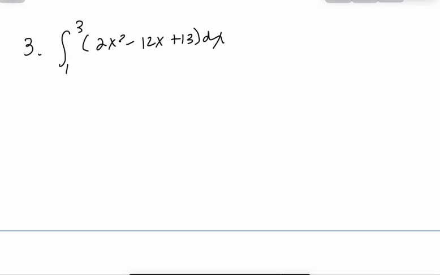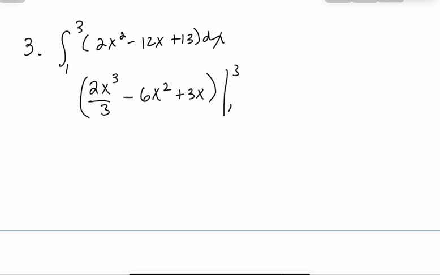If they just want us to evaluate an integral with boundaries, that's a definite integral. Eventually we're going to talk about indefinite integrals, but for a definite integral, remember, we're just going to take the antiderivative, go backwards, and plug in your boundaries. So our first one here is going to be 2x cubed over 3 minus 12x squared over 2. Let's just make that 6x squared plus 13x. And our boundaries are 1 and 3.